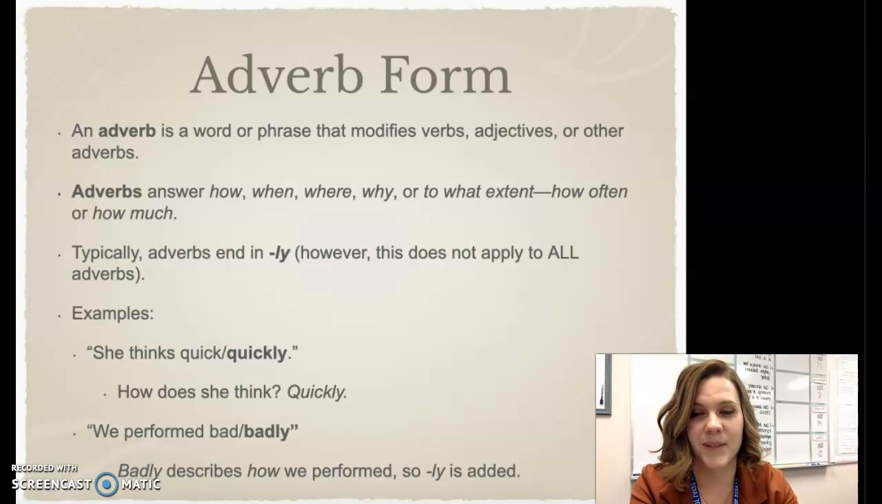Our first example says, she thinks quick or she thinks quickly. Because this sentence answers the question, how does she think? We know that we should use the adverb form that ends in ly, she thinks quickly. In the next example it says, we performed bad or we performed badly. Again, this answers the question, how did we perform? We performed badly.